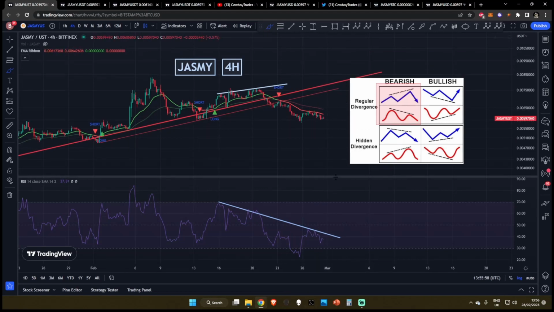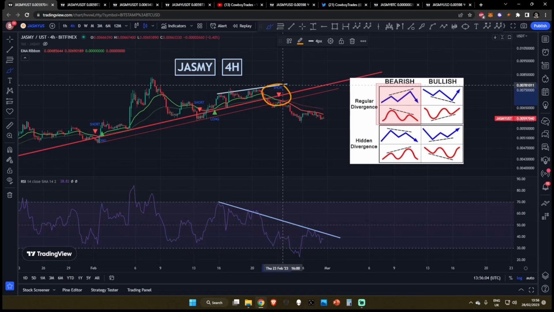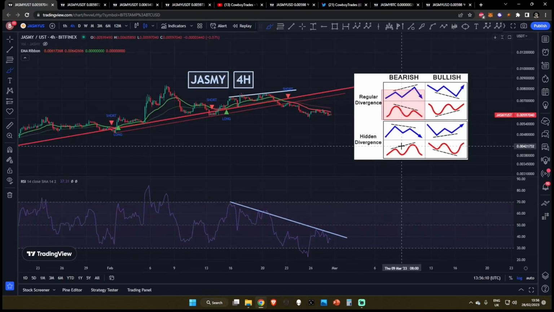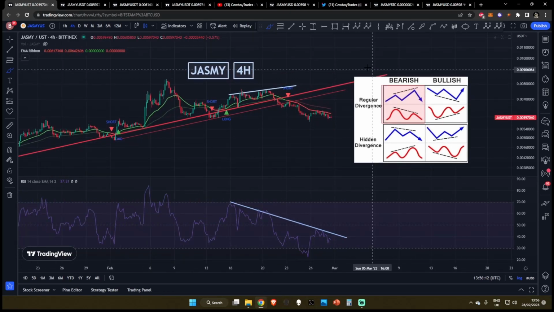So starting off on the 4-hour time frame, as we discussed in our previous video, round about here at the 6.9 cent region, the 4-hour EMA ribbons were flipping bearish. You can also see we were moving to the downside of this ascending line of support, and we had this 4-hour bearish divergence playing out. Now the bearish divergence on the 4-hour has pushed price lower since our last video. You can see that we've actually lost this line of support.